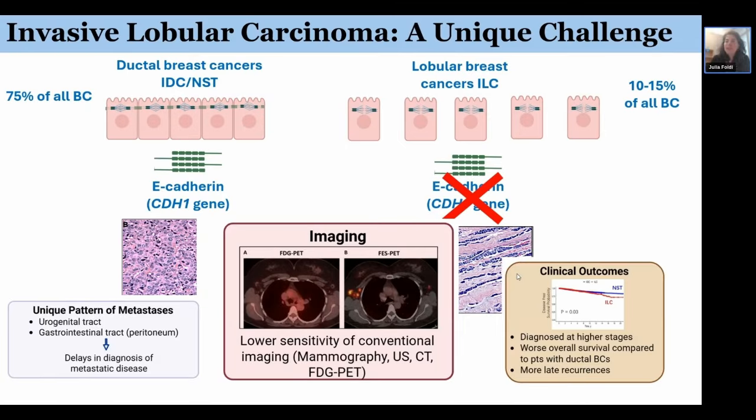And then another unique challenge in lobular breast cancer is that it is often diagnosed at higher stages, which is directly connected to this issue in imaging. And when we look at long-term survival of patients, comparing ductal breast cancers with lobular breast cancers, we see more late recurrences after 5 or 10 years from diagnosis. And because of that, patients with lobular breast cancers have a worse overall survival compared to patients with ductal breast cancers.